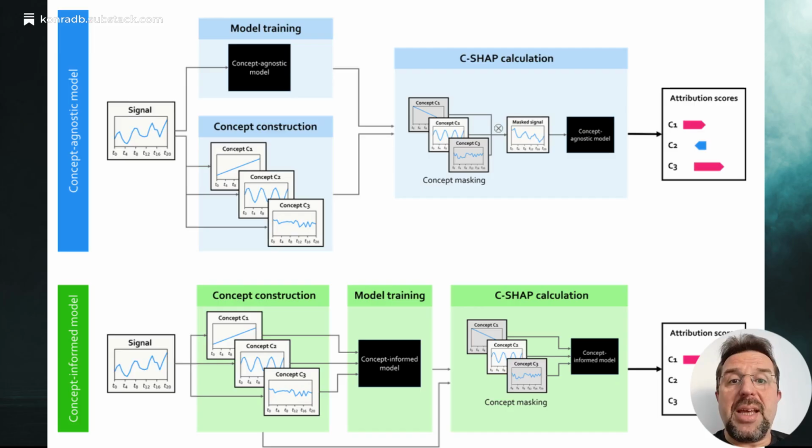Suppose you have a machine making guesses. You want to know why. Figure 1 shows two paths. Path 1 takes a model that already exists and wraps it in a shell that understands big ideas like rising trends. Path 2 builds the model by feeding it those ideas from the start. Both use a clever trick: hide one idea, see if the guess changes. It is like taking a battery out of a radio to see if that is why the music stopped playing.